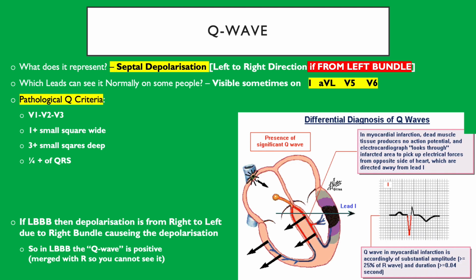We're gonna go through it. I'm asking, yeah, it's inverted. So if you have left bundle branch block, then septal depolarization is from the right towards the left. Okay, so the Q wave is inverted. The septum depolarizes from left to right unless you have the left block, then it goes the other way around. Okay? Keep this in mind.